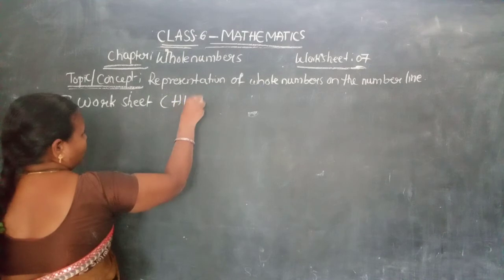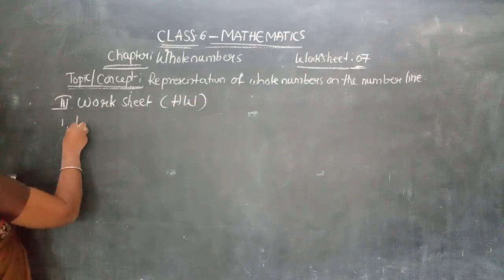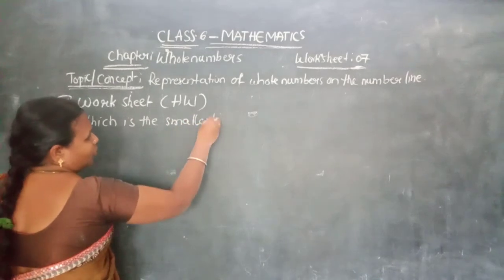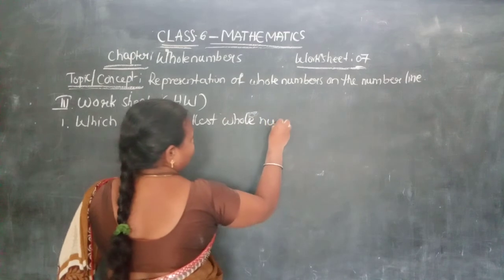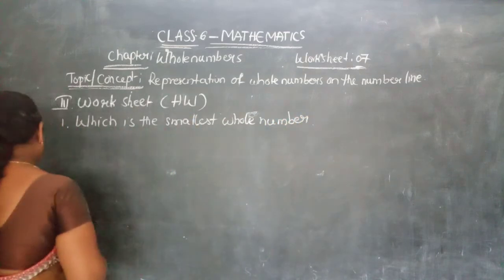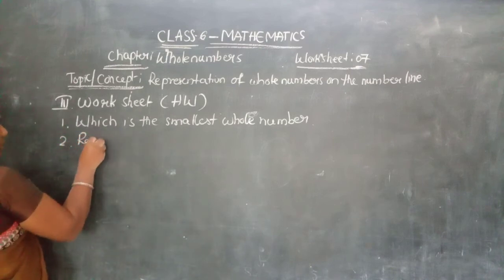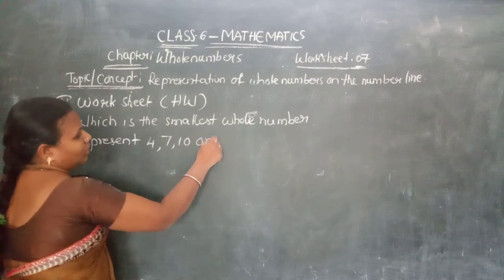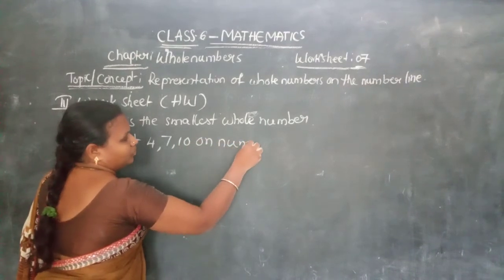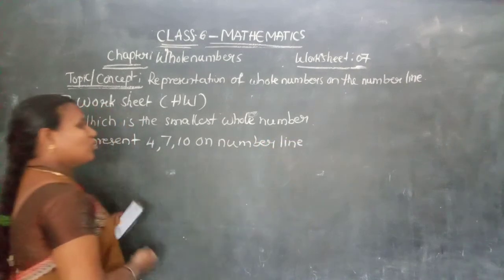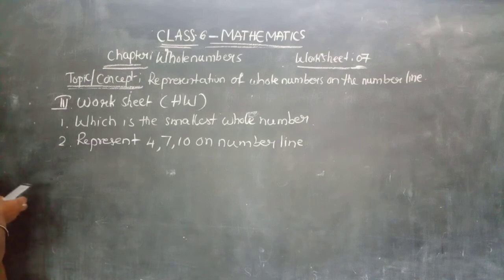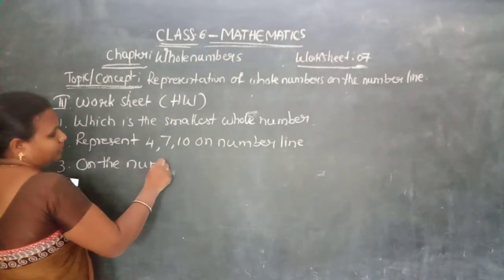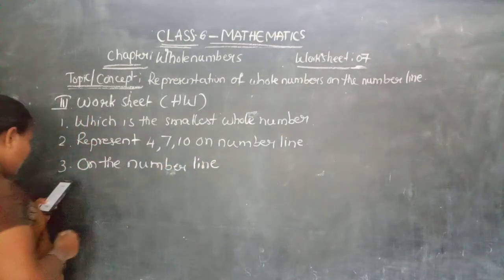This worksheet problems you have to do as homework. Which is the smallest whole number? Represent 4, 7, 10 on the number line. Those numbers you have to represent on the number line.